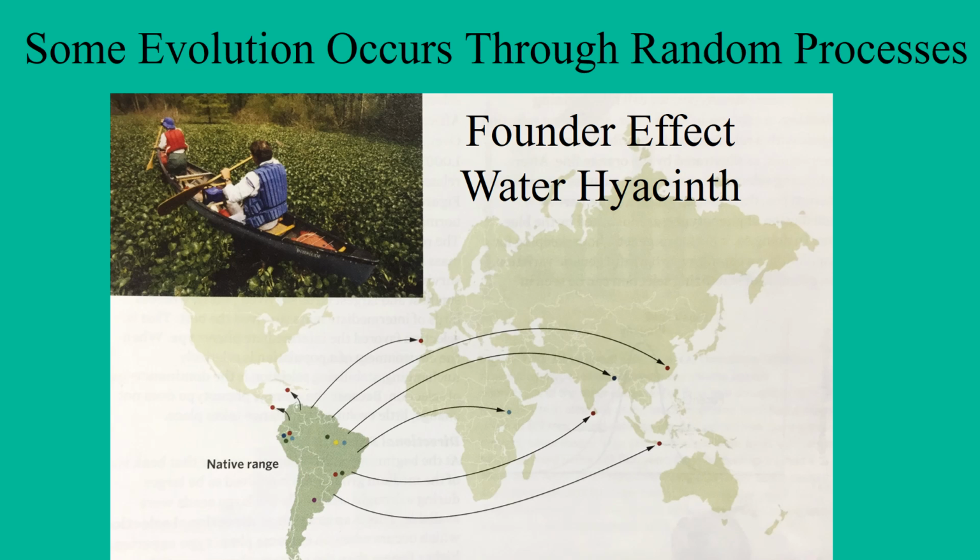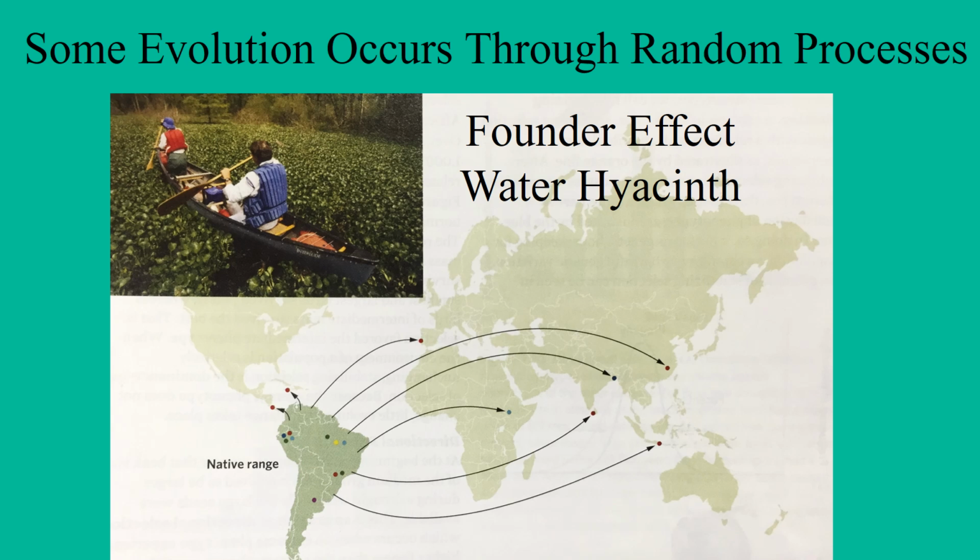Some of evolution is going to take place through what we call natural selection, and some of evolution is going to take place through just sheer dumb luck, what we'll call random processes. And one of these random processes is the founder effect. So this is a floating plant called the water hyacinth, which can totally cover lakes and stuff like that. It's native to South America, but it's been accidentally introduced to a bunch of different water bodies.